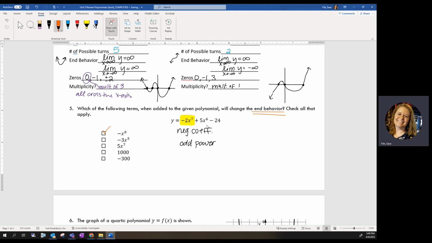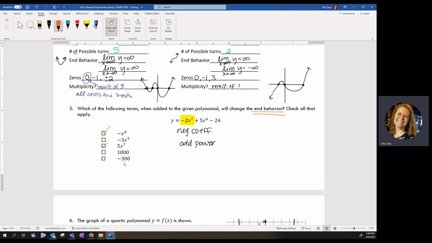What if I tacked on plus 5x to the 7th? Well, that's the same, so I need to combine like terms. So -2 plus 5 would be +3, so that would change my coefficient from negative to positive. So yes, that would change my end behavior.